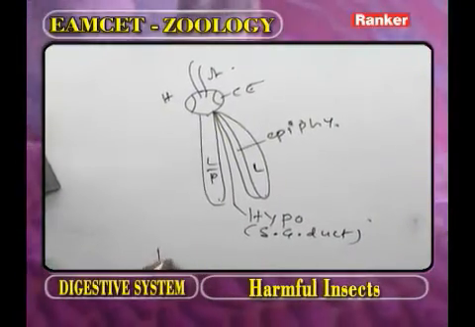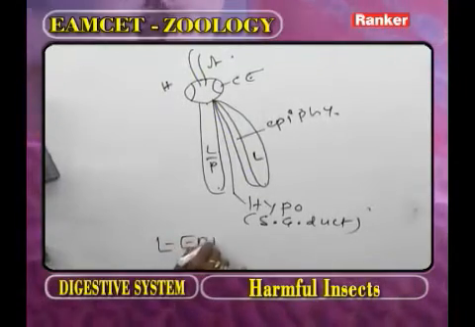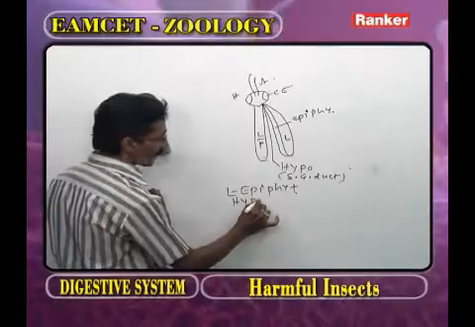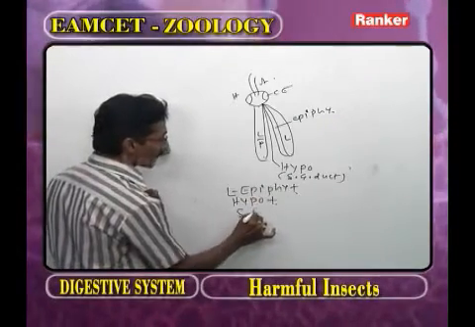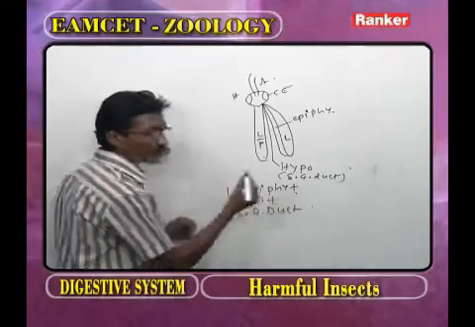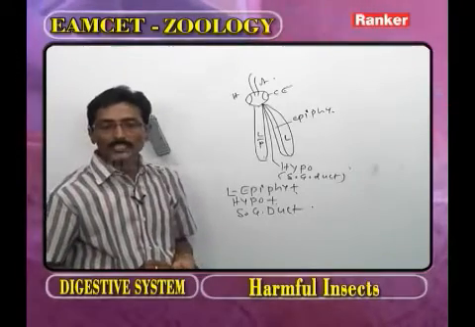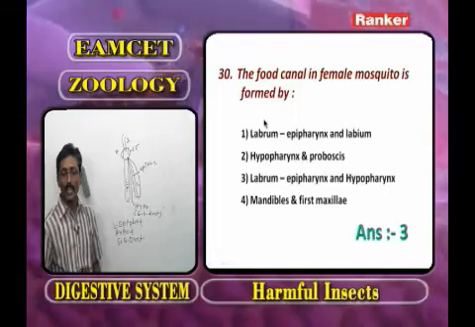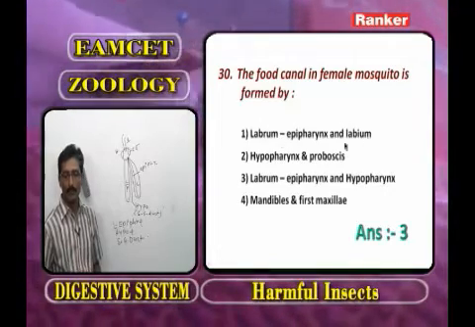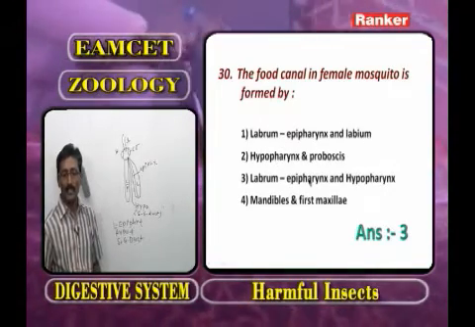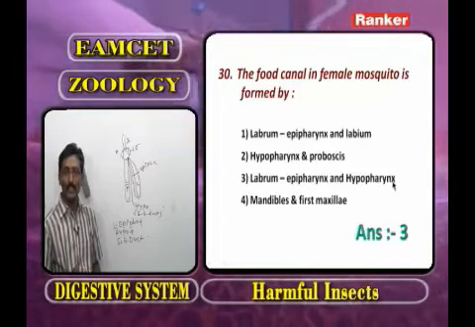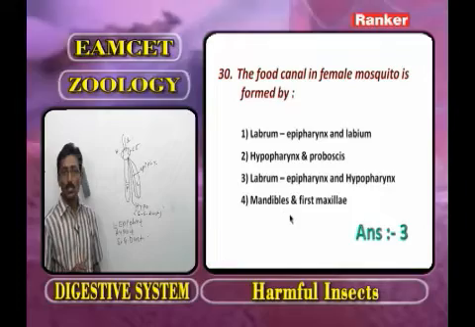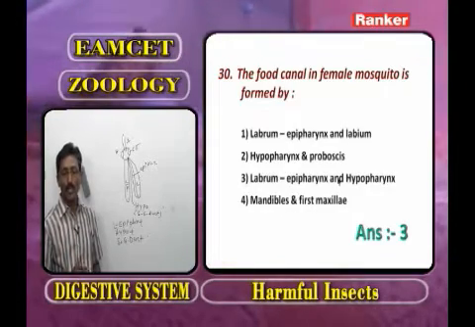In the female mosquito, the food canal or food tube is formed by the labrum, epipharynx plus the hypopharynx plus salivary gland duct. As we observe the options, the food canal in female mosquito is formed by labrum, epipharynx, labium; hypopharynx, proboscis; labrum, epipharynx, hypopharynx. The hypopharynx includes the salivary gland duct. So, the third answer is correct. Now, we go for the next question.